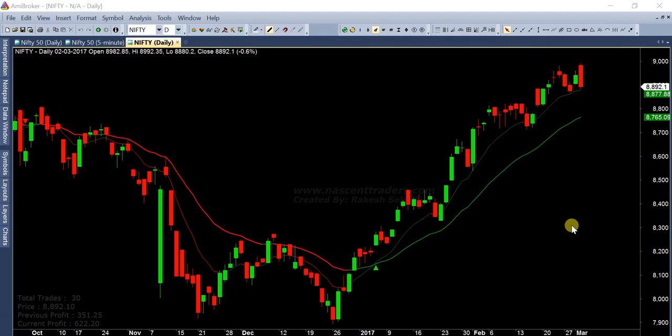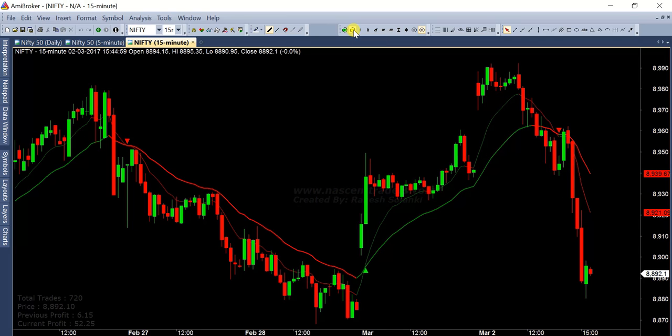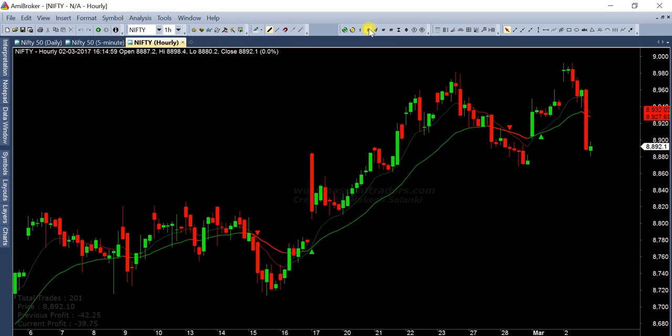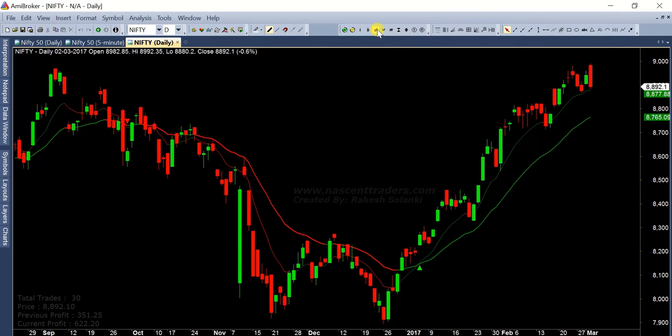Also we can use this strategy in intraday or swing trading by changing the time frame. For example, I am changing the time frame to 15 minute. So this will give me the signal for the swing trading. Also we can watch for hourly. This is also giving me signal for swing trading or position trading. And if I want to trade the same strategy in intraday, I can use a 5 minute chart. So this is also giving me a signal for intraday trading. But today we will backtest this strategy on a daily chart.